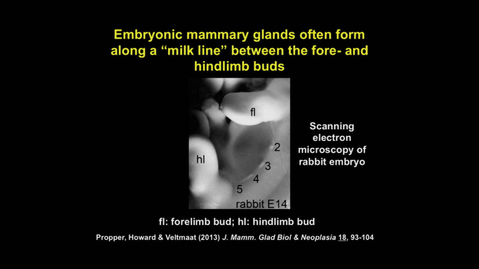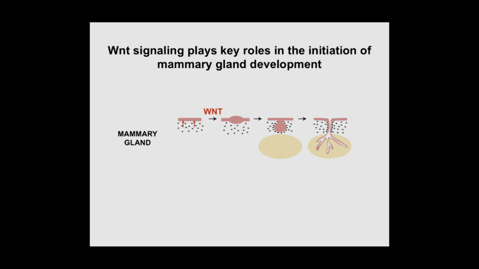We can see something very similar in the rabbit embryo, and this is a scanning electron microscopy that allows us to actually visualize this raised mammary ridge. And this can also be seen in human embryos. So as I mentioned, the Wnt signaling pathway plays key roles in the initiation of mammary gland development. So there's no mammary development without this signal. And if we overactivate it, you can get extra mammary glands.